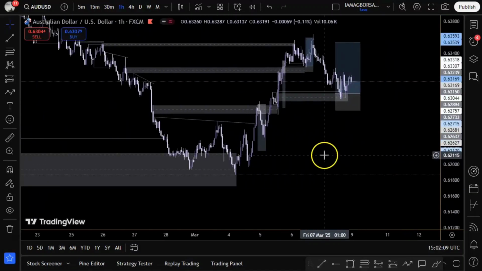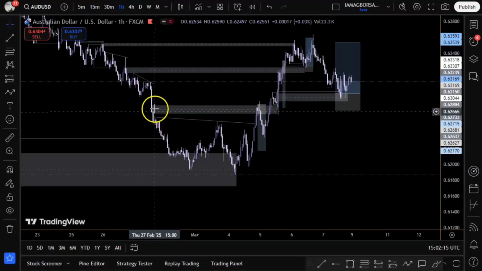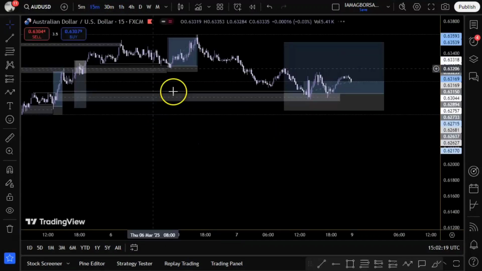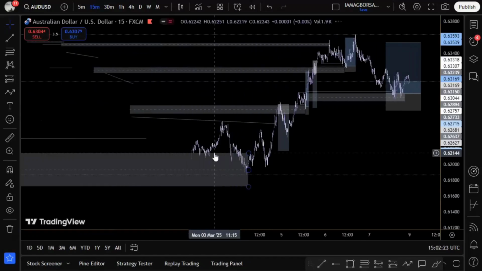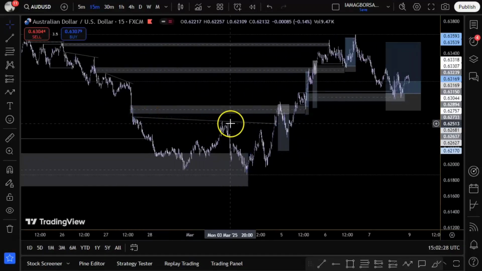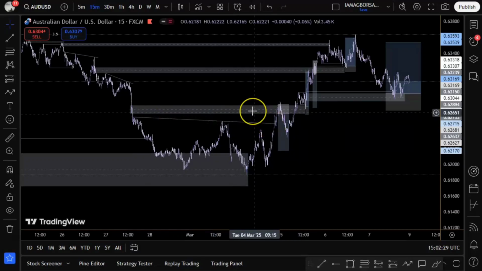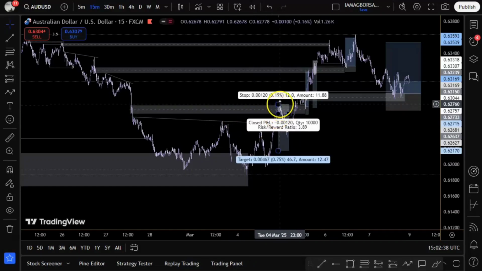I was looking to short first from this supply level here. Let's go to 15 minutes, because the concept again, we know AUD USD has been bearish for the longest time. You can see engineered liquidity about here, then a supply level above the engineered liquidity. Price mitigated it, but unfortunately we got stopped out.